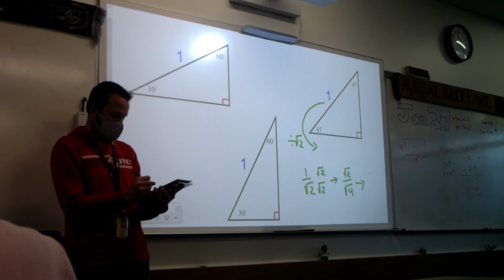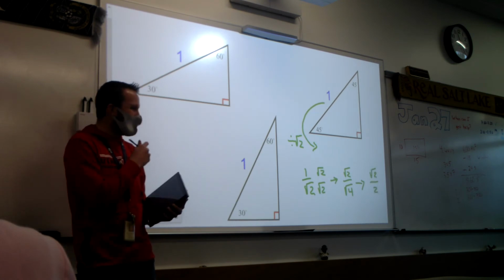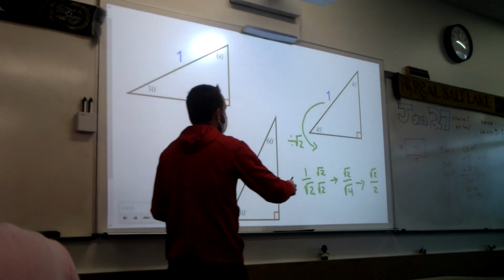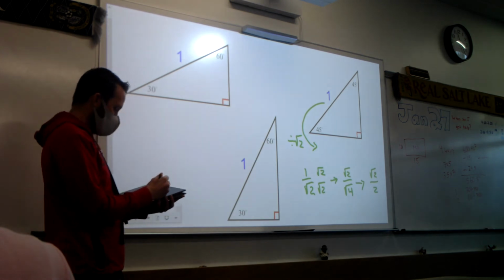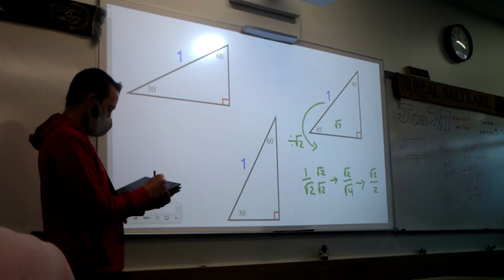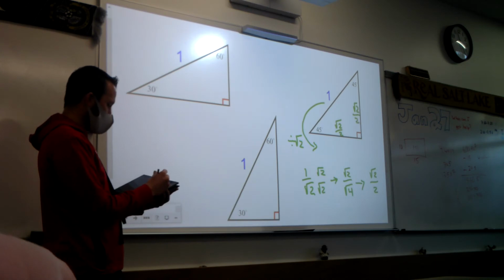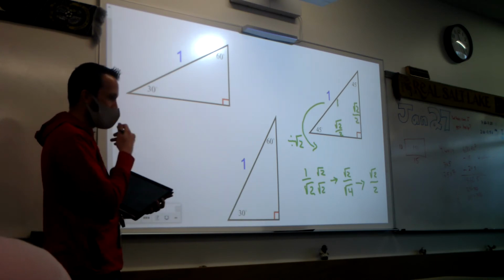1, 2 taken out. There you go. So this is square root of 2 over 2. So if we are looking at a 45, 45, 90 triangle and the hypotenuse is 1, then both legs will be square root of 2 over 2.